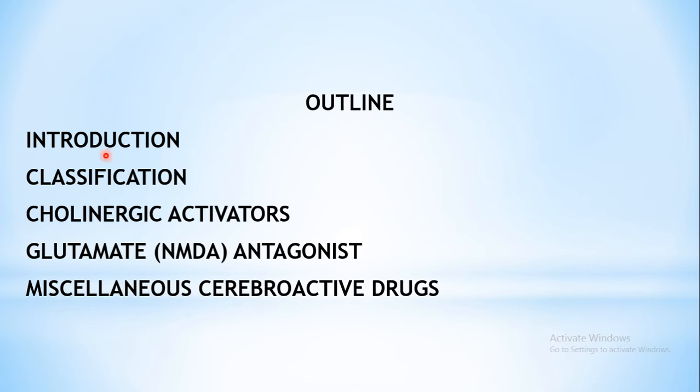We are going to cover the introduction, in which we will see in brief what exactly happens in Alzheimer's disease. Then comes the classification of drugs which are used in the treatment. Next are the cholinergic activators, the first class of drugs. Then the glutamate or NMDA receptor antagonists, and the last class under the chapter is miscellaneous cerebroactive drugs.